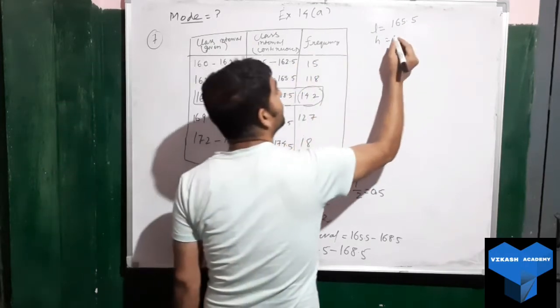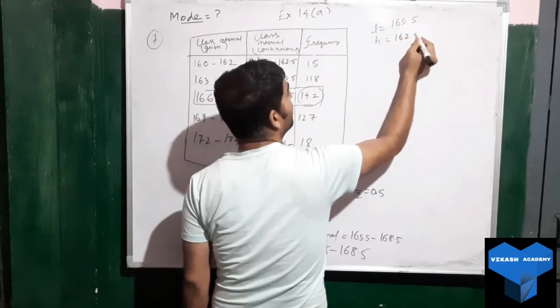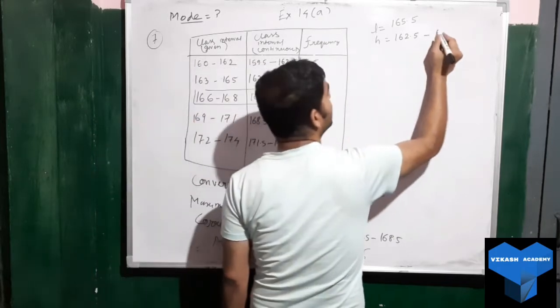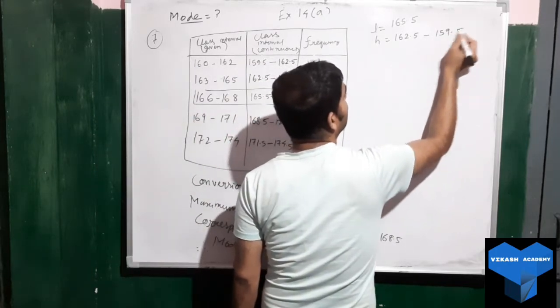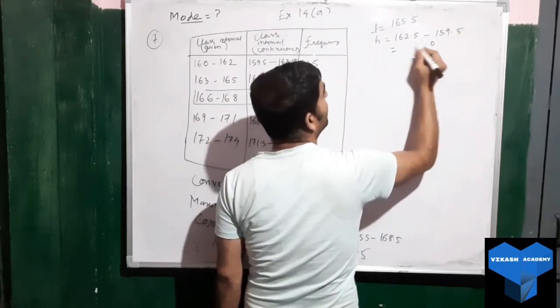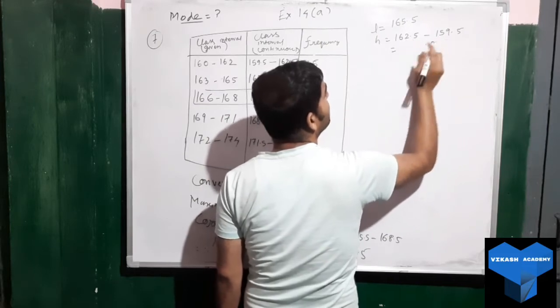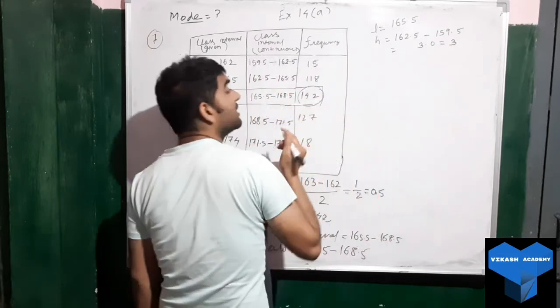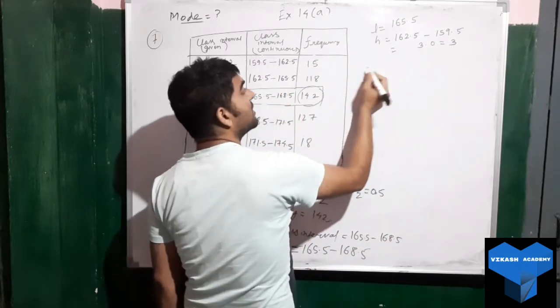Let us see, 162.5 minus 159.5. Subtract, how much will you get? You will get 3. So we are getting 3, right? That is the class size. Then next, what?